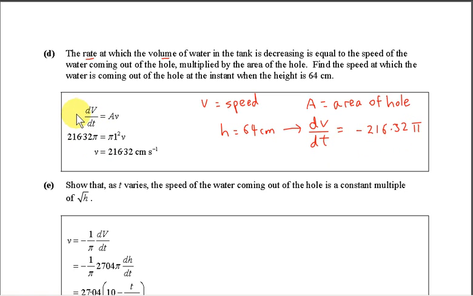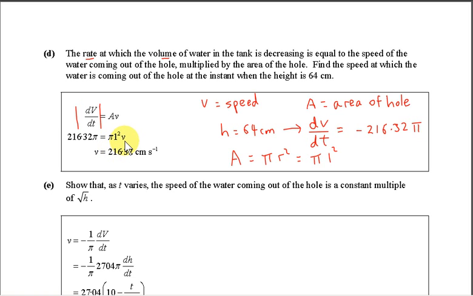To show a magnitude, we can put vertical lines on either side. But it's understood from the context that dV/dt here refers to the magnitude of the rate of change of volume with respect to time. The area of the hole is πr squared. We were given at the start of the question that the hole is a circle of radius 1. So we just multiply π by 1 squared.